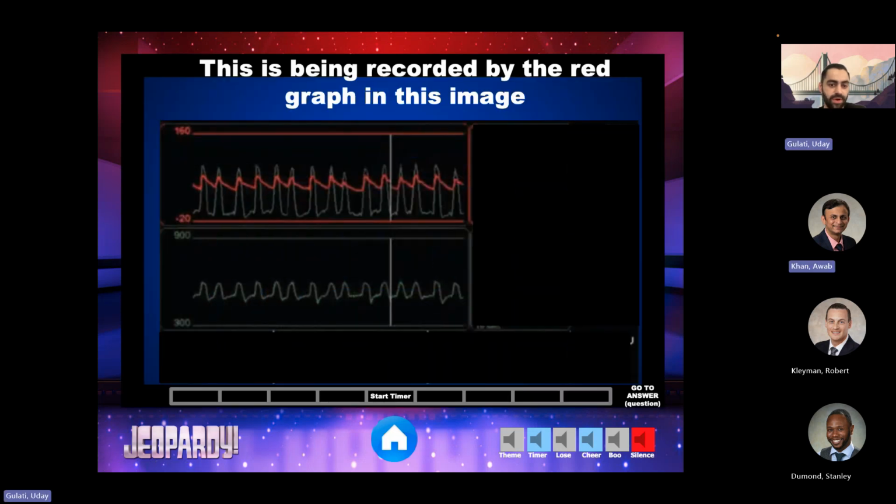All right, what's being recorded by the red graph in this image? Obviously, before you can answer that, you have to figure out what you're looking at. What waveform is that, on what machine? This is the Impella. Right on, man.